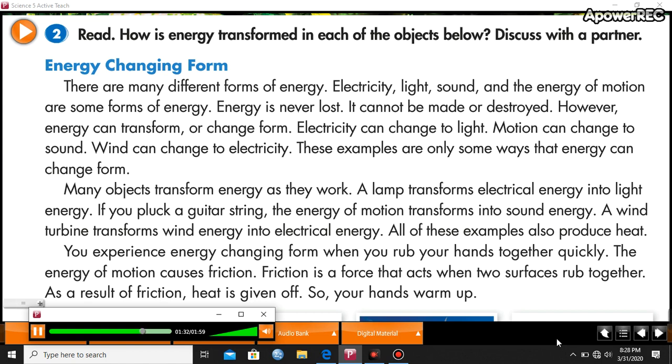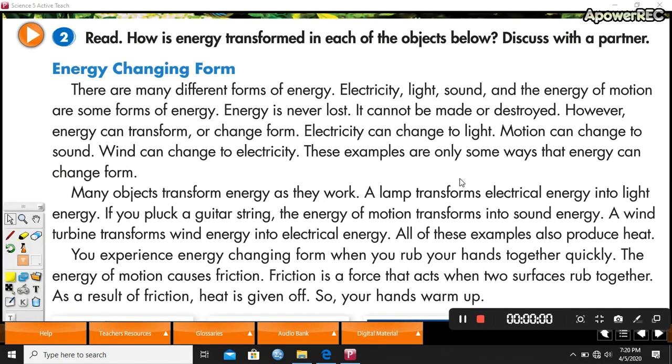You experience energy changing form when you rub your hands together quickly. The energy of motion causes friction. Friction is a force that acts when two surfaces rub together. As a result of friction, heat is given off. So your hands warm up.